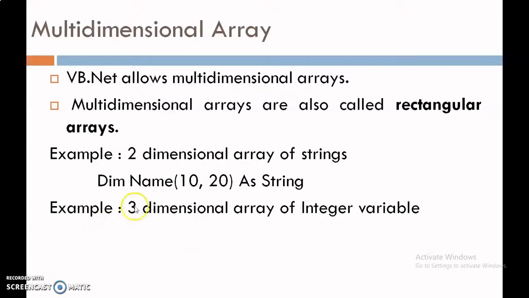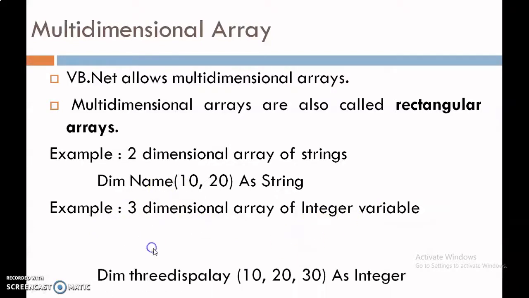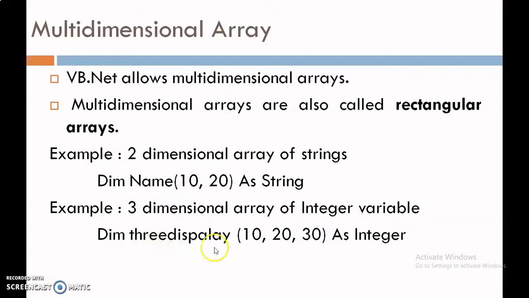Now the second example is a three-dimensional array of integer variables. So here I write Dim array name, then in brackets write 3 dimensions separated by commas, this is the size of the array, as Integer. So this statement creates a three-dimensional array with the size 10, 20 and 30.